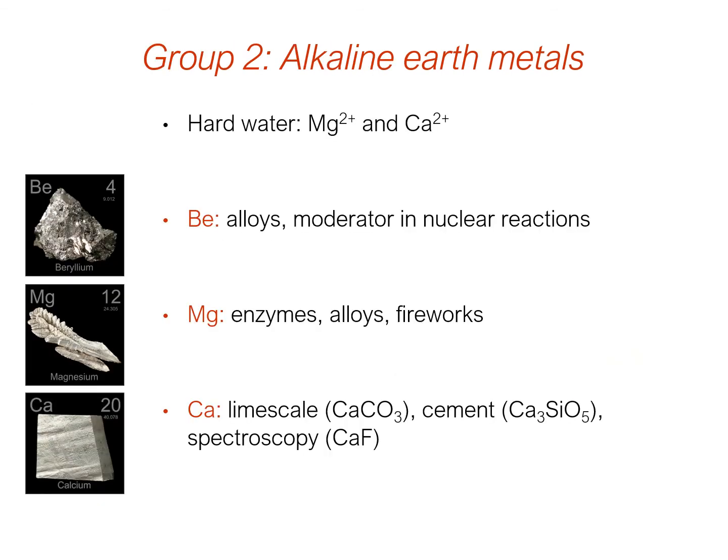Now the group 2 alkaline earth metals are used in a fair few things. Magnesium is in a lot of enzymes. They're also present a lot in the natural world. Magnesium's in chlorophyll as well, which we'll see in one of the following slides. Calcium's present naturally as limescale, as we were talking about, used a lot in cement and building, and also in spectroscopy. In the lab we use calcium fluoride because they're what we call optically transparent.